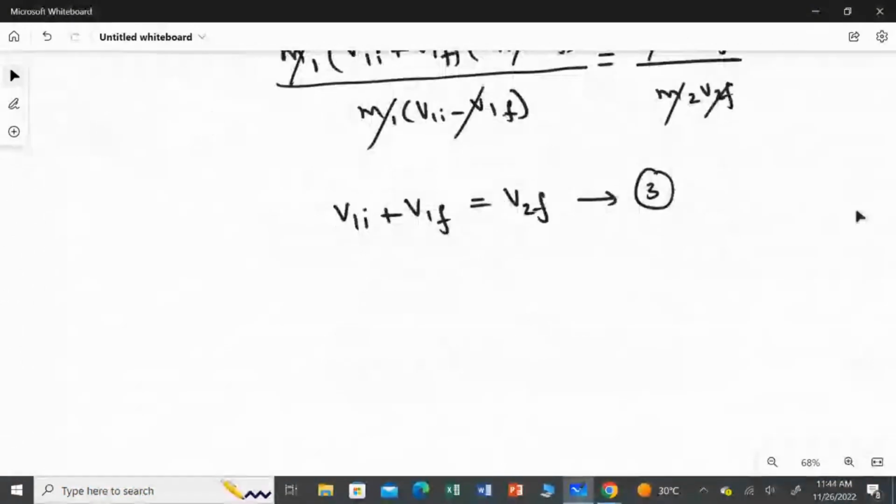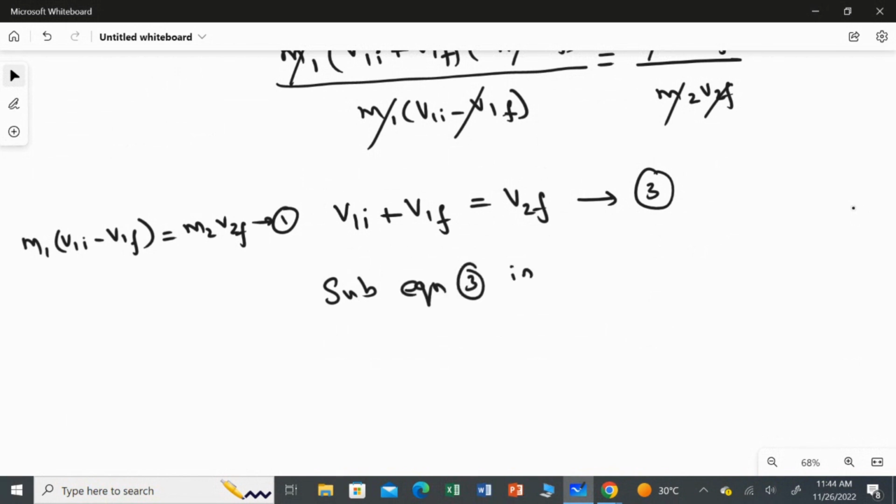So what is our first equation? Our first equation here is M1 (V1 initial minus V1 final), which is equal to M2 V2 final. This is our first equation. Clear? Now I'm going to substitute equation 3 in equation 1. That means I am going to substitute this V2F here, right? So let me see what will happen.